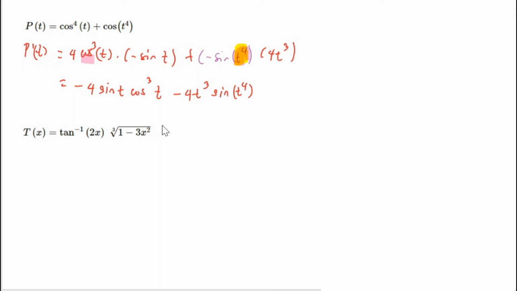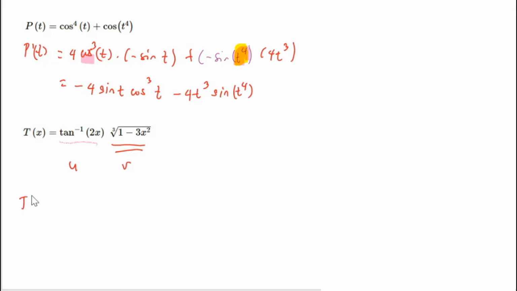Next, we have t of x equals the arctangent of 2x times the cube root of 1 minus 3x squared. In this case, we are going to apply the product rule, since the first factor is arctangent of 2x and the second factor is the cube root of 1 minus 3x squared. If we apply what we have learned in our product rule, this is our u and this is our v. Following the formula for the product rule, we have u dv plus v du.